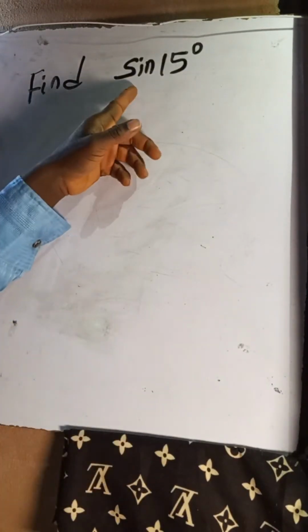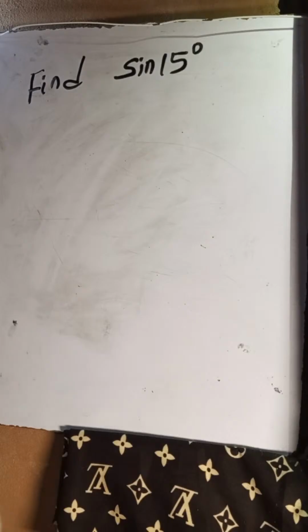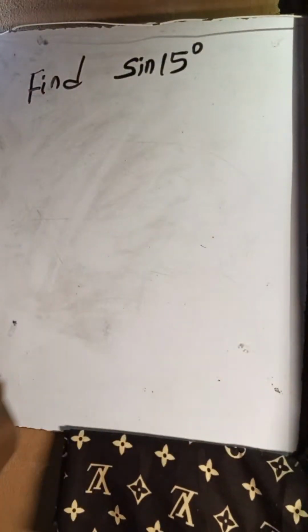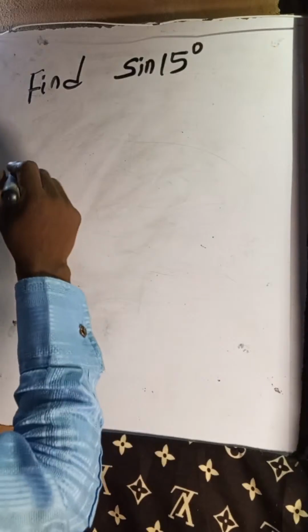This is sine 15 degrees, and we are to find its value. How do we find the value of sine 15 degrees? It is compound angles. Remember, we are interested in special angles, not just any angles. Now look at this particular one here.